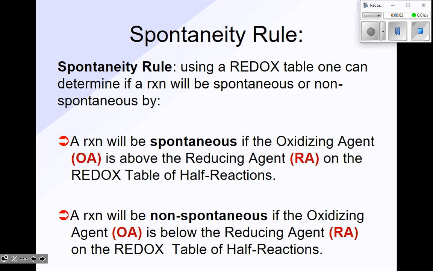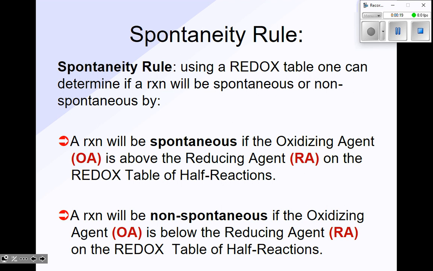Welcome back to 13.2, part 2. There's 3 parts to this set of notes because I want to divide it into 3, because each concept, even though it's related, is a little bit different. But for this lesson, we're going to concentrate on the spontaneity rule.